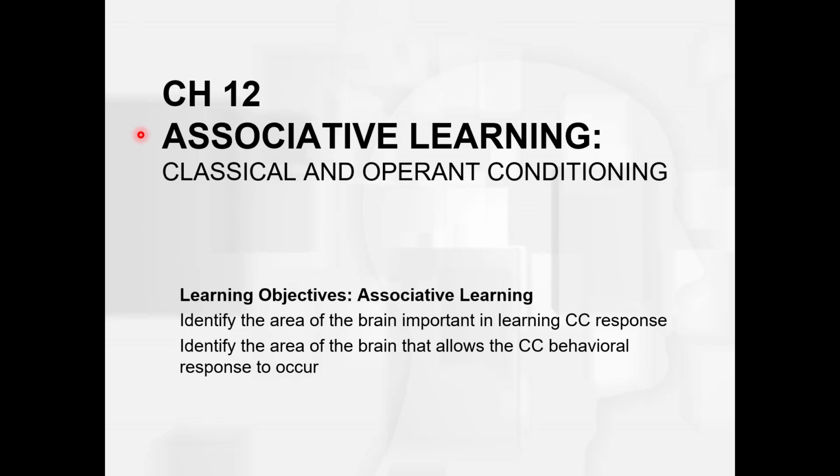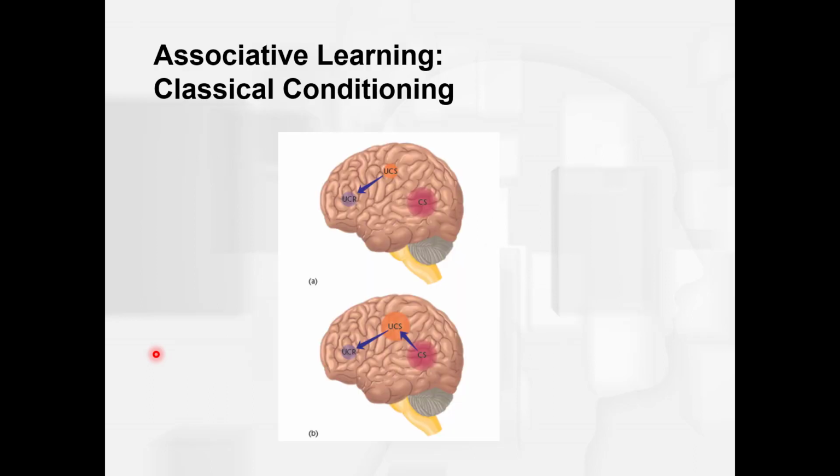In this video, we'll be discussing associative learning. In particular, we'll focus on classical conditioning in this video. We'll identify the area of the brain that's important in learning the classical conditioning response, as well as identify the area of the brain that allows the classical conditioning behavioral response to occur.